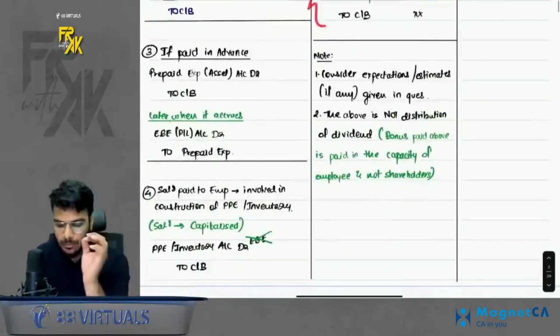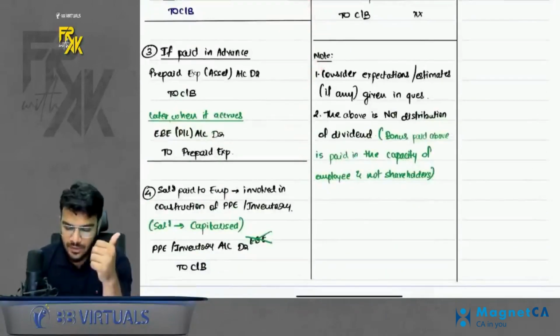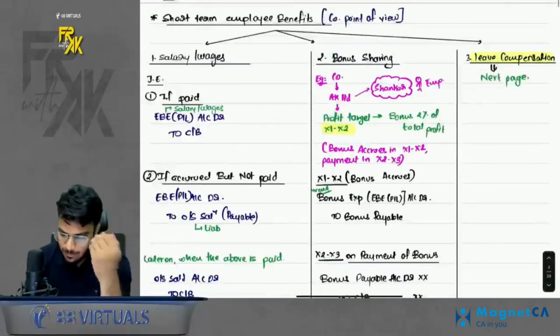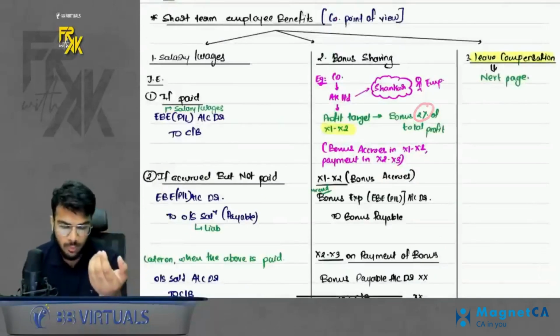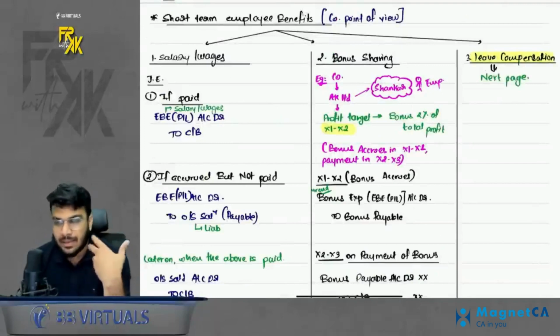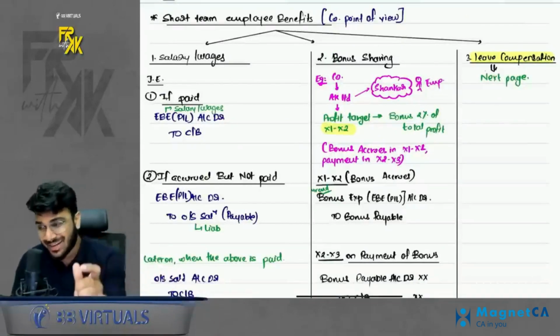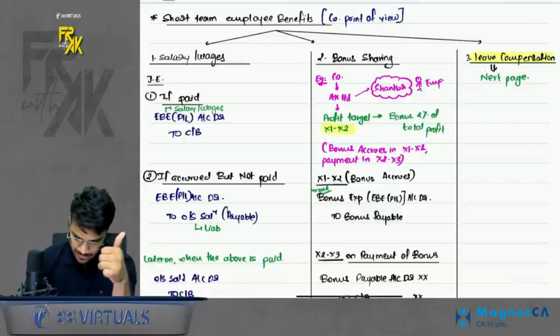Okay, do remember 2 points. First, if the question mentions any expectation or estimates, for example, the company might say we will give 2% bonus, but if the company feels that the ideal payment will happen at only 1.5%, do consider that estimate given in the question. First thing.